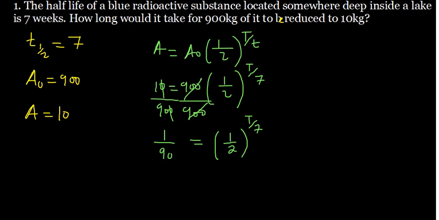So what I'll do is I'll just punch this on the calculator. That is 1 divided by 90. Just punch it on the calculator. We're going to get 0.01111, and that will be equal to, also punch 1 over 2 on the calculator. That will give you 0.5. So this 0.5 is raised to the power t over 7.